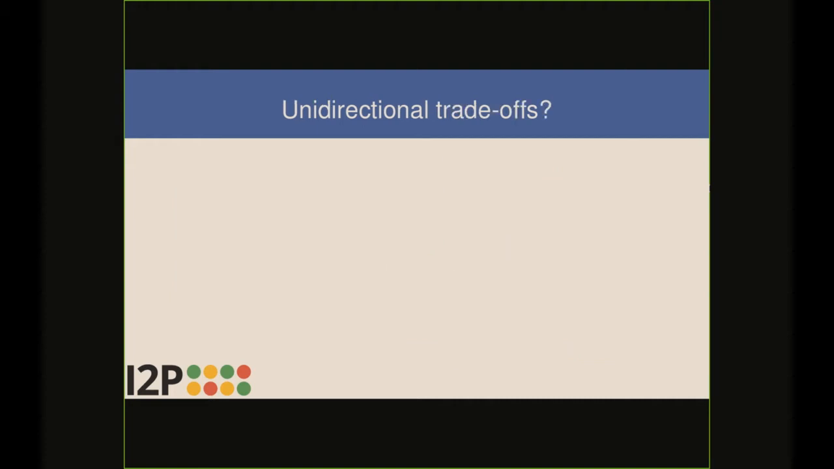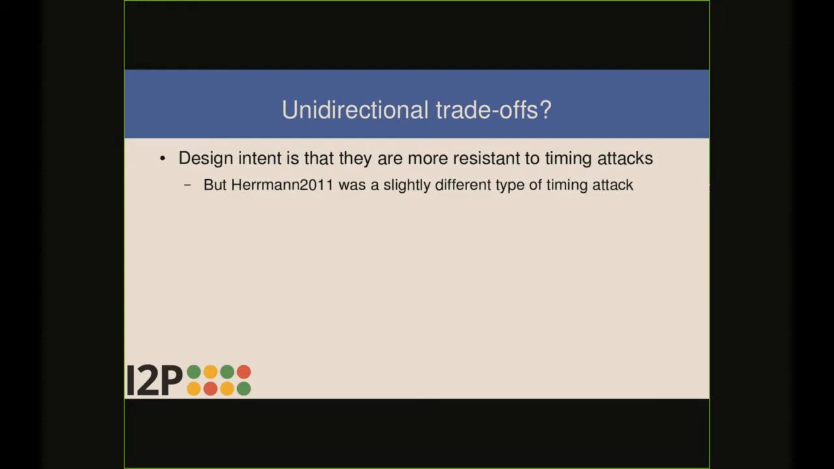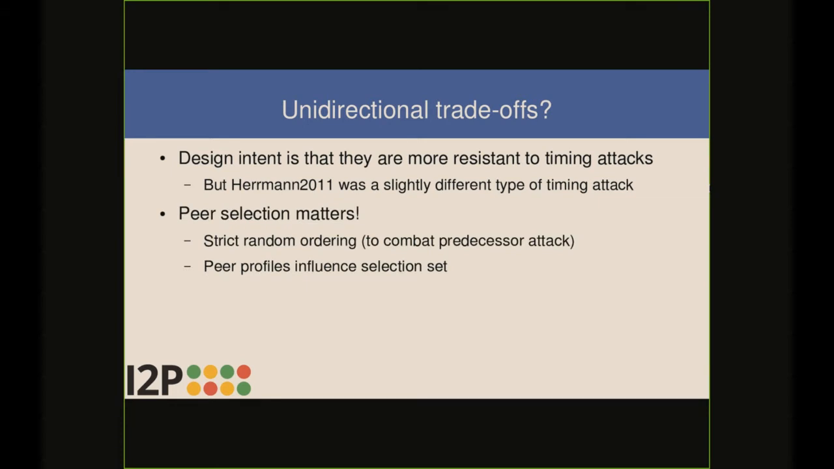And so what is really missing in this space is an in-depth look at the trade-offs of unidirectional versus bidirectional tunnels. Like I said, the original design intent for unidirectional tunnels served one purpose, but then the Herman analysis found a slightly different style of timing attack that it was vulnerable to. So maybe that means that unidirectional tunnels aren't a good idea. But it depends on a certain certainty versus time trade-off that may not be the case for certain adversaries, or maybe any adversaries.